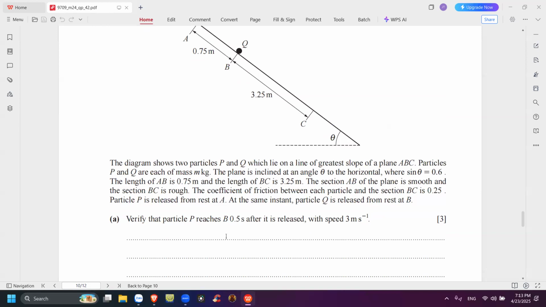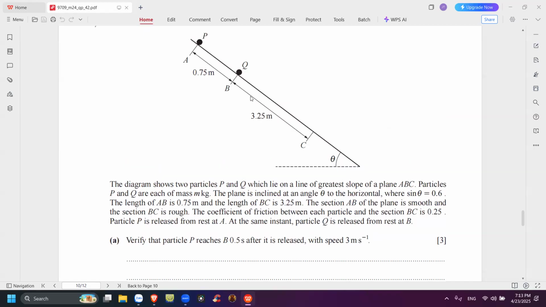So you have to verify the particle P reaches B 0.5 second after it's released. Mình phải chứng minh được là cái particle P này nó đụng đến B 0.5 giây sau khi nó được thả với cái tốc độ là 3 mét trên giây. So, of course, the P as it moves, it's under friction. But if P touches the Q, it has to go through a smooth section and then some of the section that contains friction, right? Tức là cái P này nó di chuyển, nó phải đi qua cái phần smooth này và nó phải đụng một cái khoảng nào đó có friction rồi nó mới đụng được cái Q.